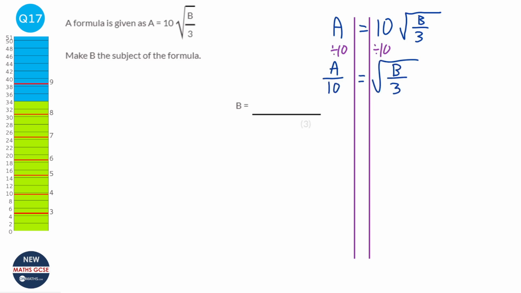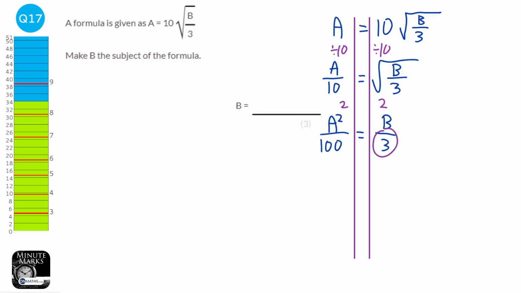Now we need to get rid of that square root, so what I'm going to do now is square both sides. Now to square a fraction, we square the top of the fraction and we square the bottom of the fraction. 10 squared is 100, and that will equal b over 3.